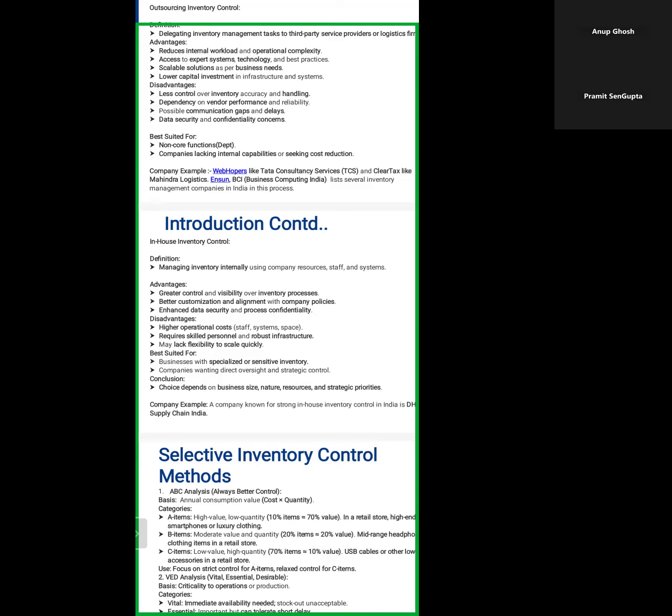Requires skilled personnel, robust infrastructure. Yes, definitely. If my entire chain of process is being maintained by my in-house management staff, then two most important parameters will be of concern, definitely the skills and the infrastructure of the company.